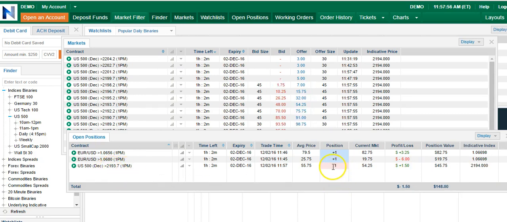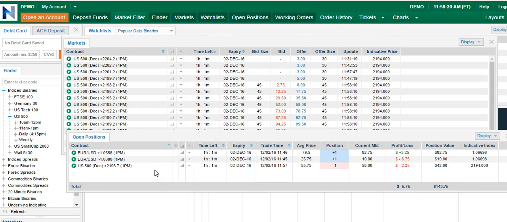So whenever you have a -1 there, that means you sold the position, and it also means you do not think this statement is true. And anytime you have a plus position, it means you think this statement on the left is true. And then the profit loss and position value are self-explanatory there. So that is how to place a sell trade.